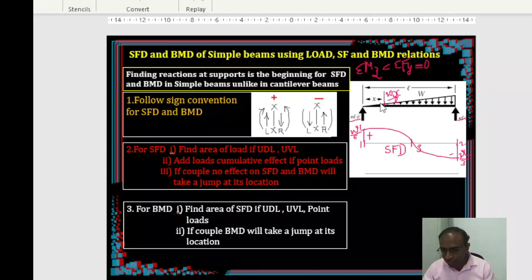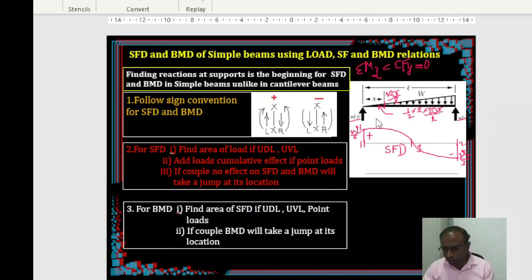Now you find the area of this particular sector of x distance. I am finding the area of this part from here to here in this x region. That is going to be half times base into height. Base is x, height is Wx by L. So effectively it becomes Wx square by 2L.